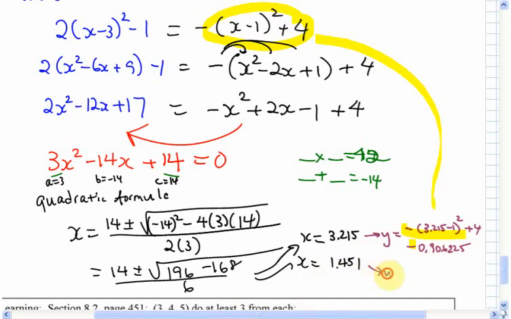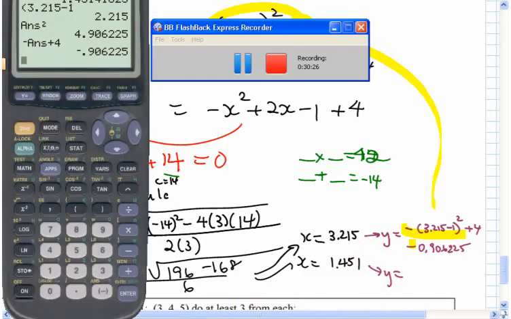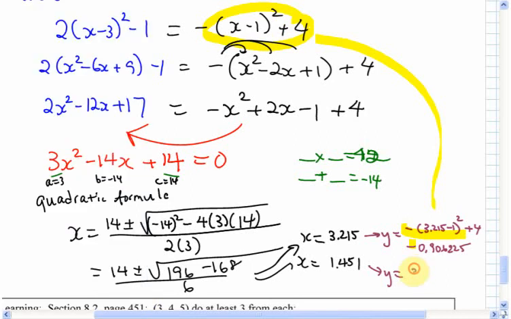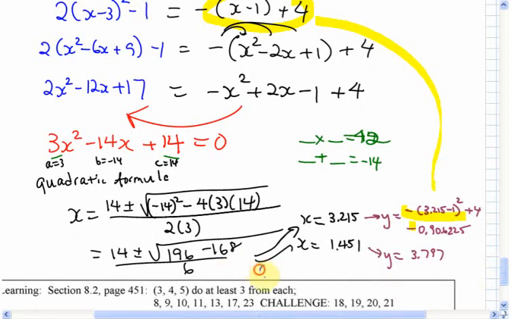And similarly, if you do it to the other one, y equals negative (1.451 minus 1) all squared. So this time I'm typing everything in all at once. Okay, plus 4, 3.797. So ultimately, please write your final answer as a coordinate pair. 3.215 goes with the negative 0.906. And then the other pair, which is the 1.451, that goes with the 3.797.